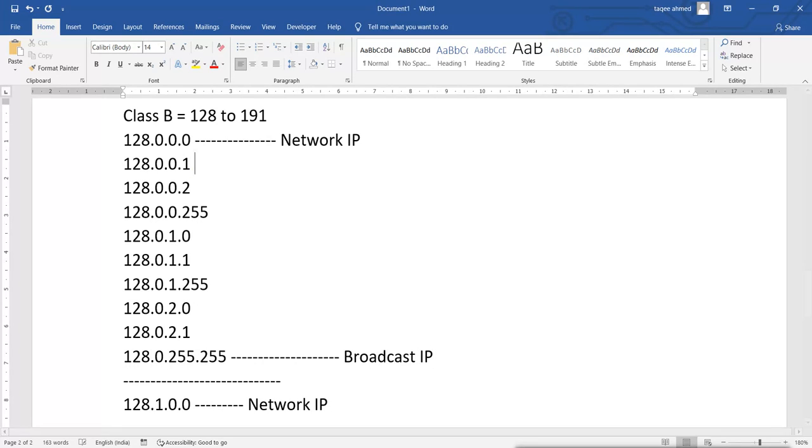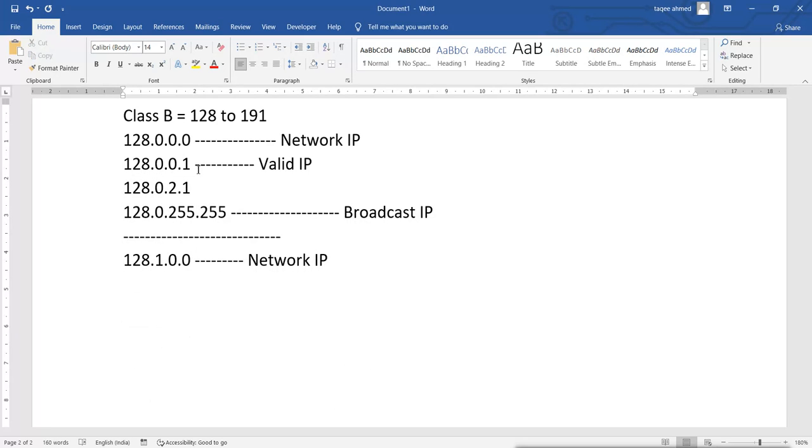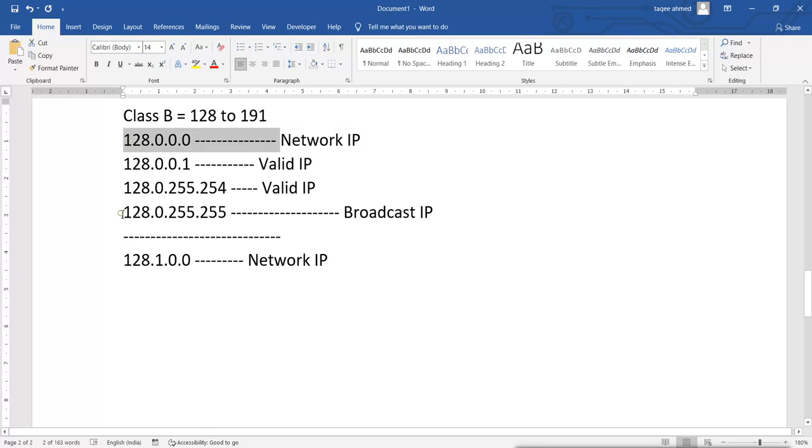So valid IPs are from here till here; all these IPs will be considered valid IPs in class B. So the last valid IP will be 255.254. So the class B IPs will start from here, then end here.